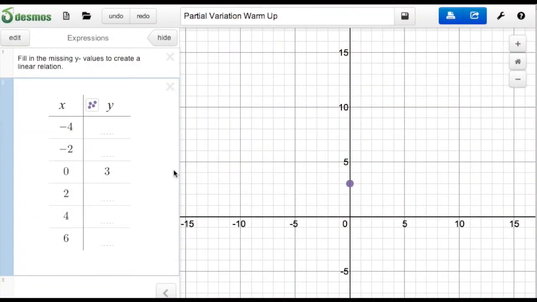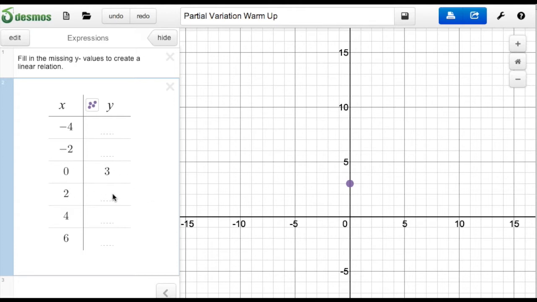Okay, if we're going to create a line based on this table of values, the only point we know is right here at (0, 3). I guess the only question we have right now is, do we want the line to go up or do we want the line to go down, and by how much?